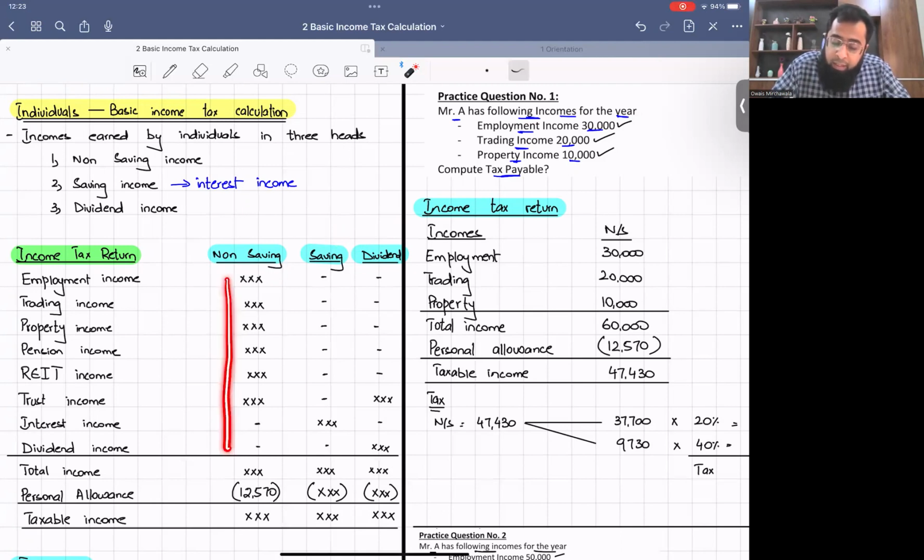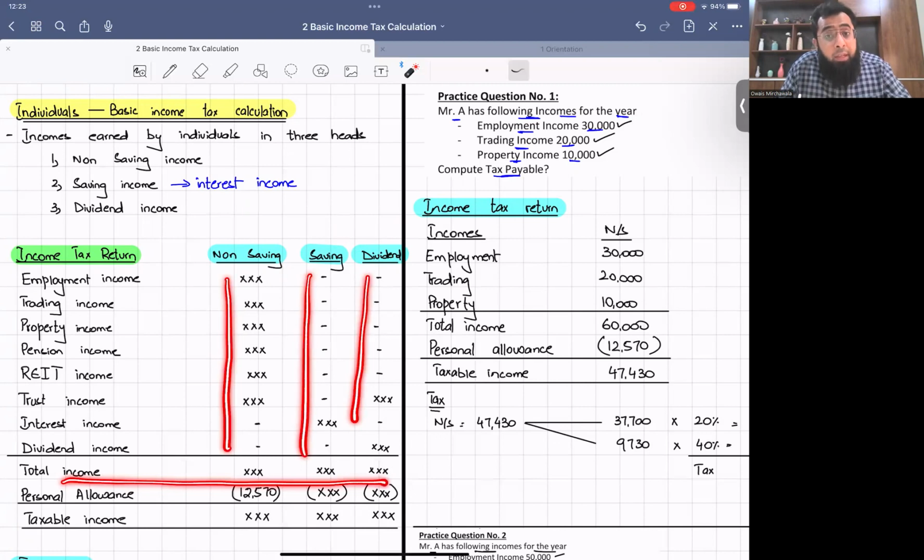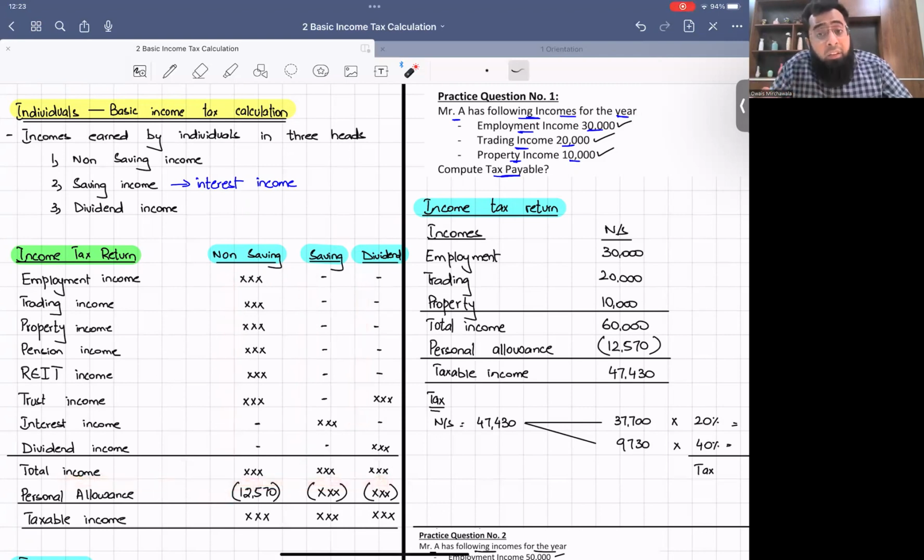Once we classify the income in these three heads, we arrive at the value of total income. Personal allowance of £12,570 is adjusted from it to arrive at the value of taxable income. Taxable income is the amount on which the tax rates are applied.